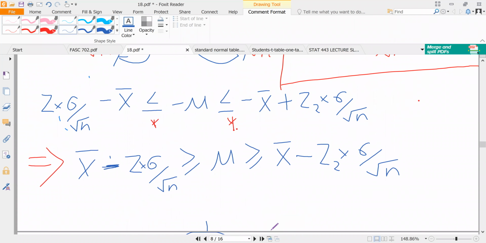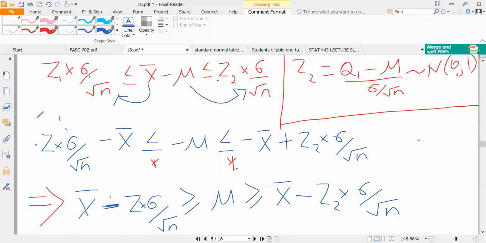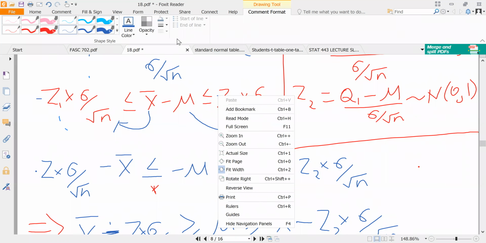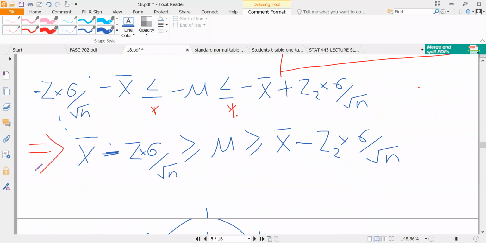So that brings me to this point here. This should be negative, sorry. Z1 will be a negative value, and Z2 will be a positive value. So if this is negative, then the coefficient will be positive. For the Z2, the coefficient will be negative because we have divided through by -1.